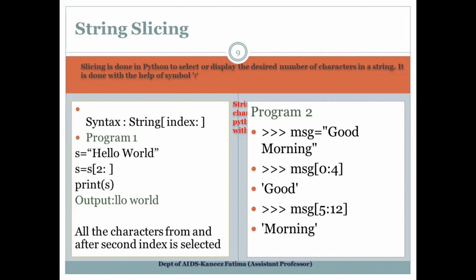That is, I am assigning "good morning" to a variable message, and I am saying that message should start from 0 and go till only the fourth letter, wherein I get an output as only "good".